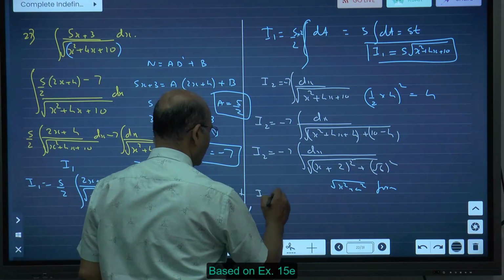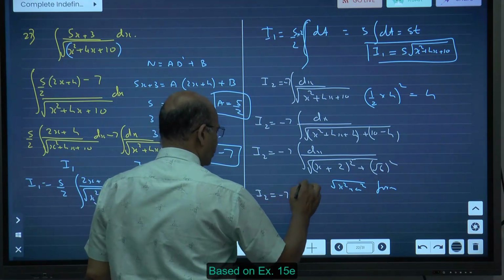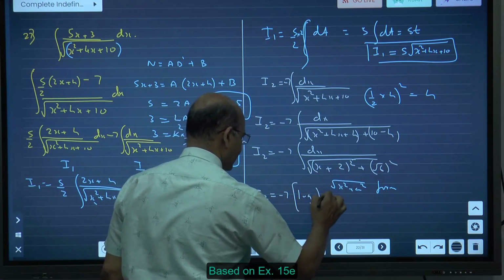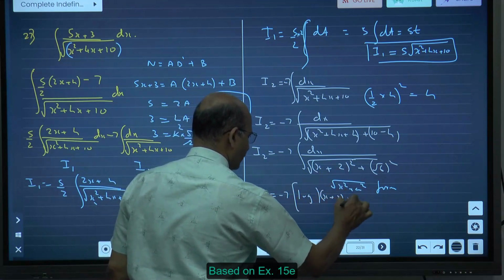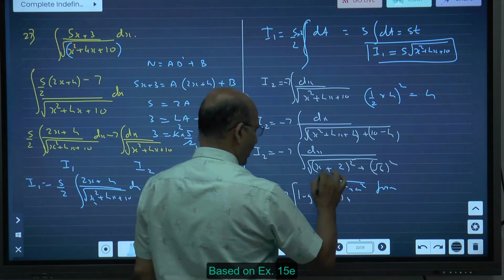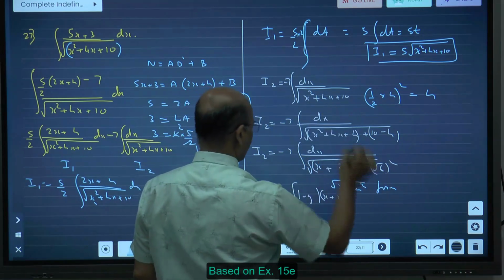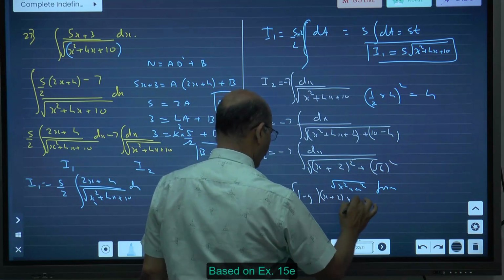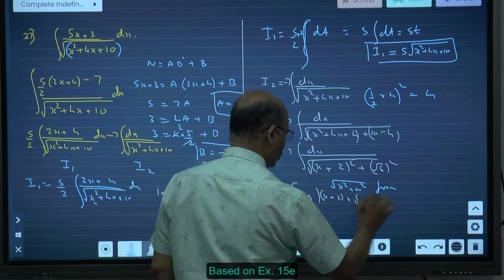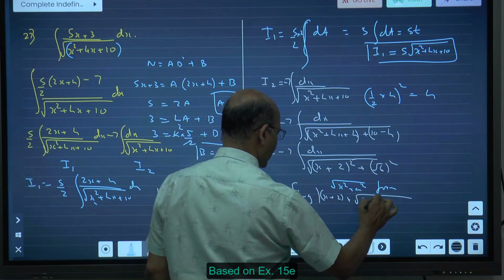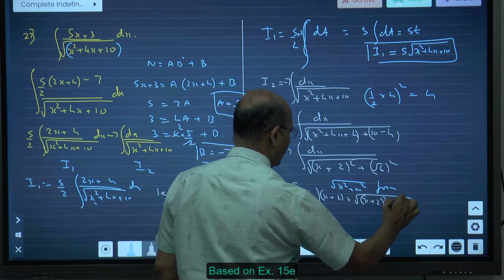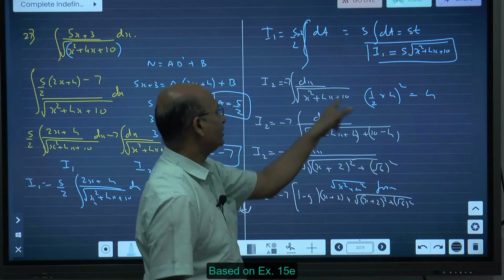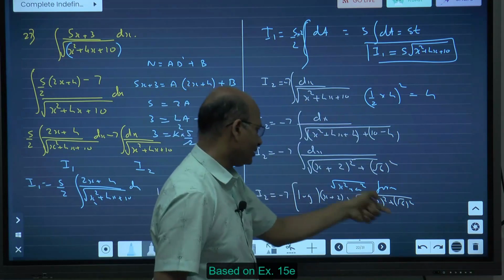So I2 is equal to minus 7 log of x plus root of x square plus a square form, which is this part only. If you want, you can simplify this, I know. So log of x plus root of this step as it is, x plus 2 whole square plus root 6 whole square. Remember, when you simplify this, you are going to get this quadratic back. So you can write this term over here.